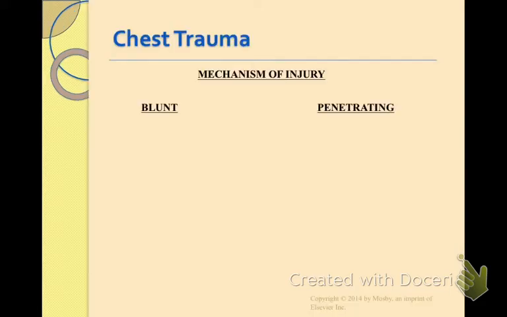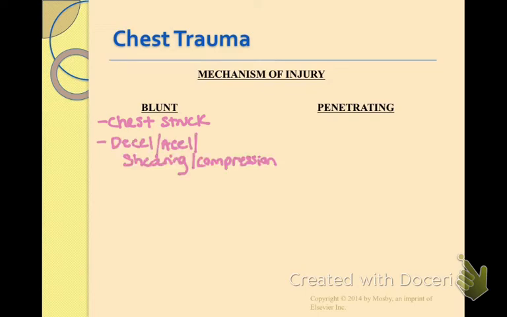Okay, so chest trauma, caused by some mechanism of injury. It can either be blunt or penetrating. A blunt injury is when the chest is struck with something, typically an object like a bat, or if it was in a car accident, it's struck by the steering wheel. There's typically some kind of deceleration, acceleration, shearing, or compression.